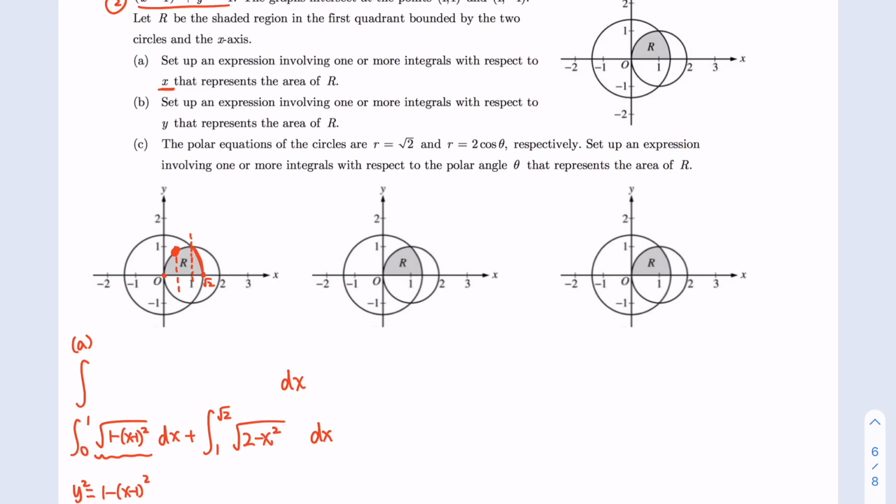This is number 1. So part B, set up the equation in terms of y. So integration with respect to dy here. If you look here, y goes from 0 to this point, and that point is 1, because it tells us the intersection is (1, 1). So now integrating from 0 to 1, right minus left. So the area is given by the integral from 0 to 1 dy.